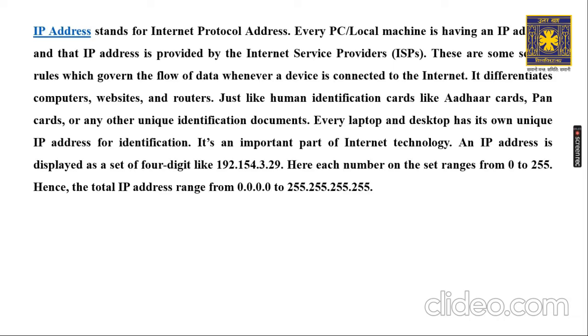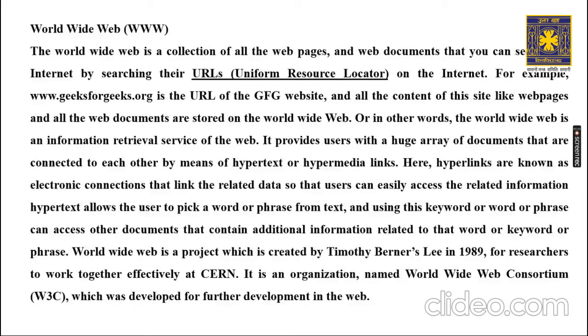Okay, so that is the thing. World Wide Web, WWW. The World Wide Web is a collection of different web pages and web documents that you can see on the internet by searching their URLs. The full form of URL is Uniform Resource Locator on the internet. So what is a web page actually?